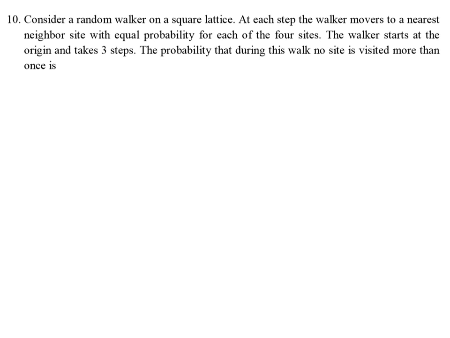Now coming to the last question, which is a question based on random walk motion. Consider a random walk on a square lattice. At each step, the walker moves to a nearest neighbor site with equal probability for each of the 4 sites. The walker starts at the origin and takes 3 steps. The probability that in this walk no site is visited more than once is.